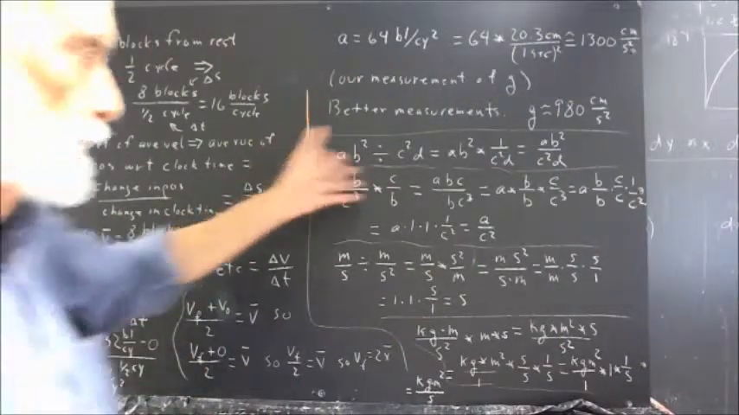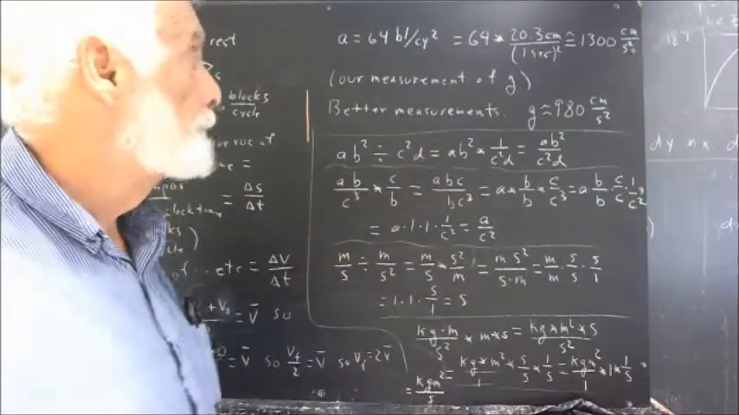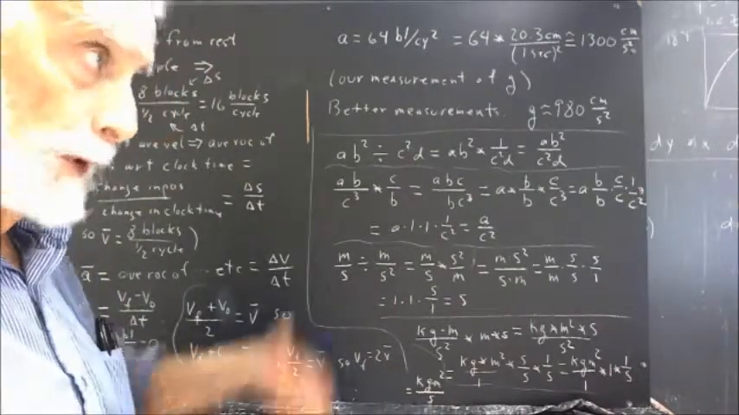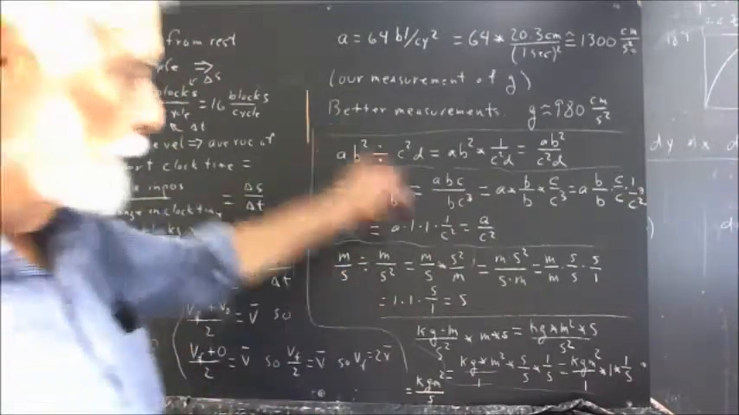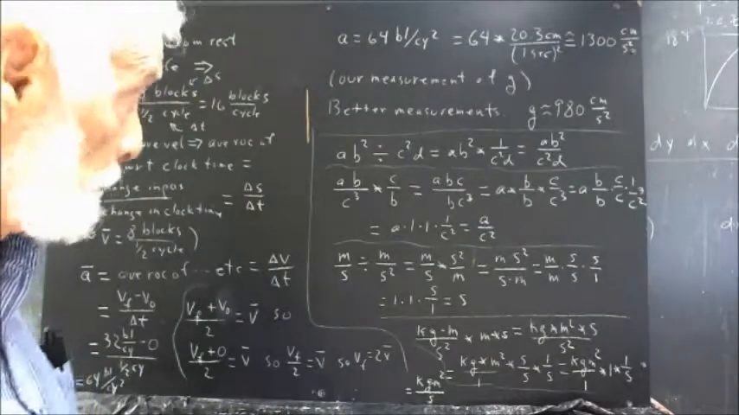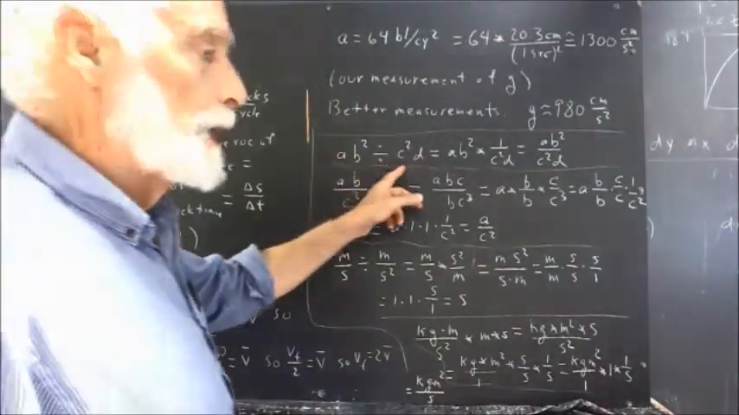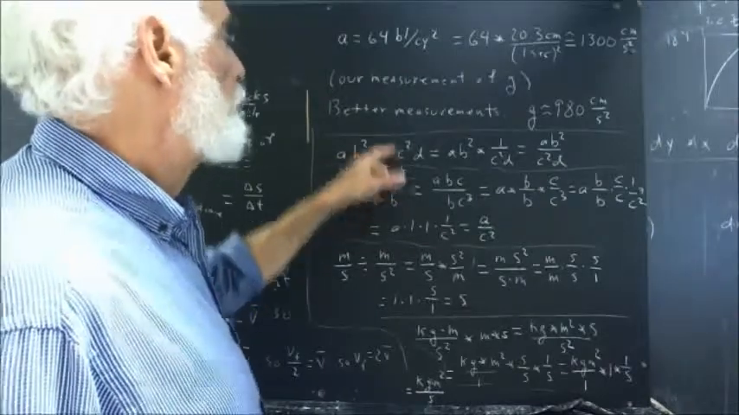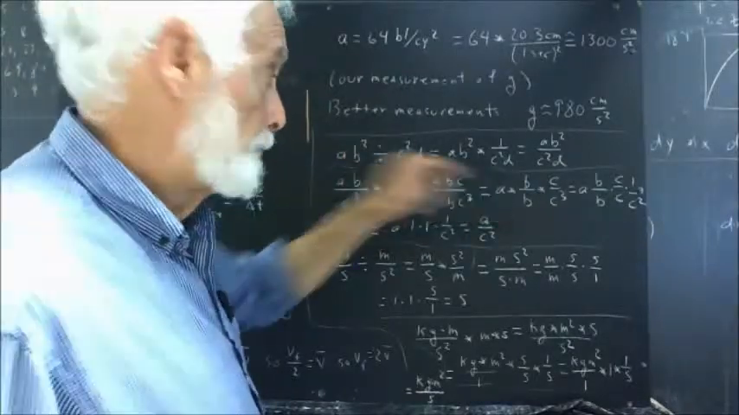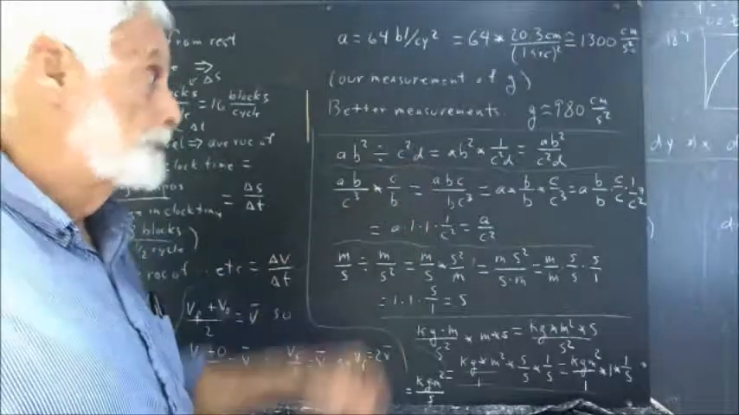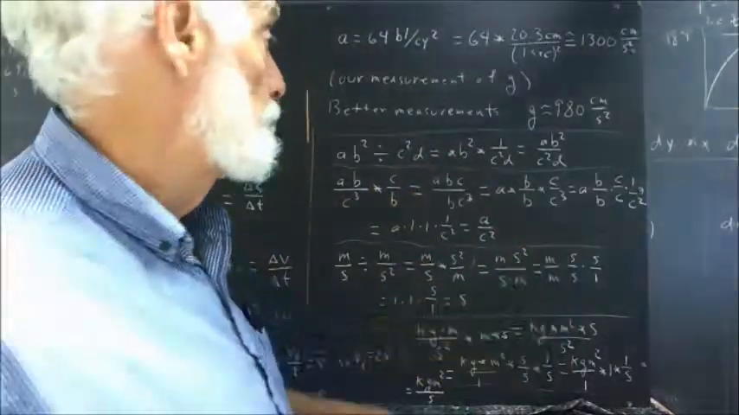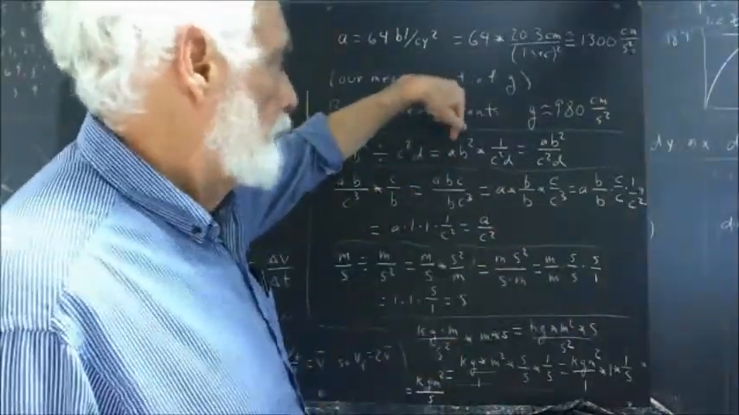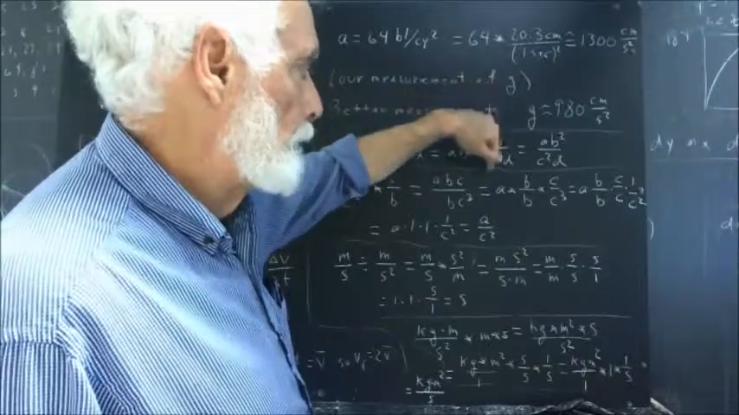Okay, you might wonder what some of these questions here might have to do with our study of physics, but it should become obvious by the time we get down here. What's AB squared divided by C squared D? That means AB squared times the reciprocal of C squared D. That's what it means to divide. Multiply by the reciprocal. And then, of course, AB squared times 1 over C squared D.